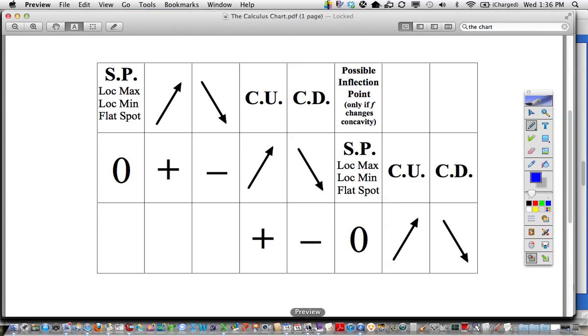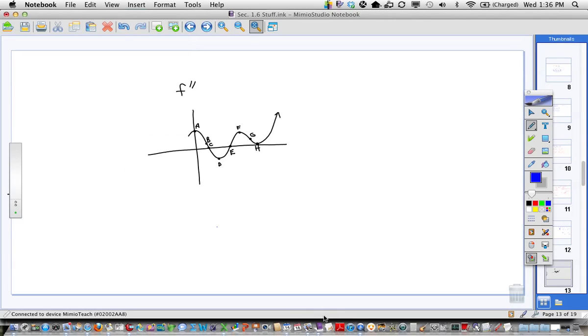let's ask a few other different things. Okay. Where does F have inflection points? Where does F have inflection? Where? Go ahead. Go. C. C and E.